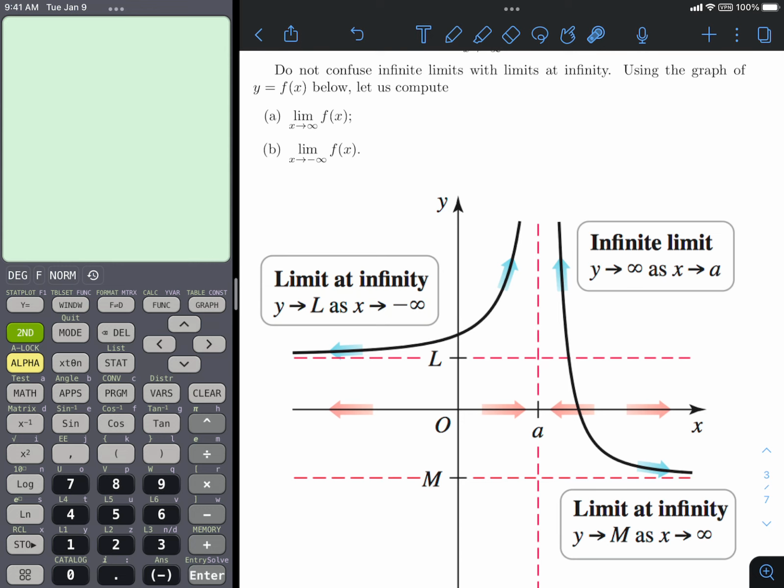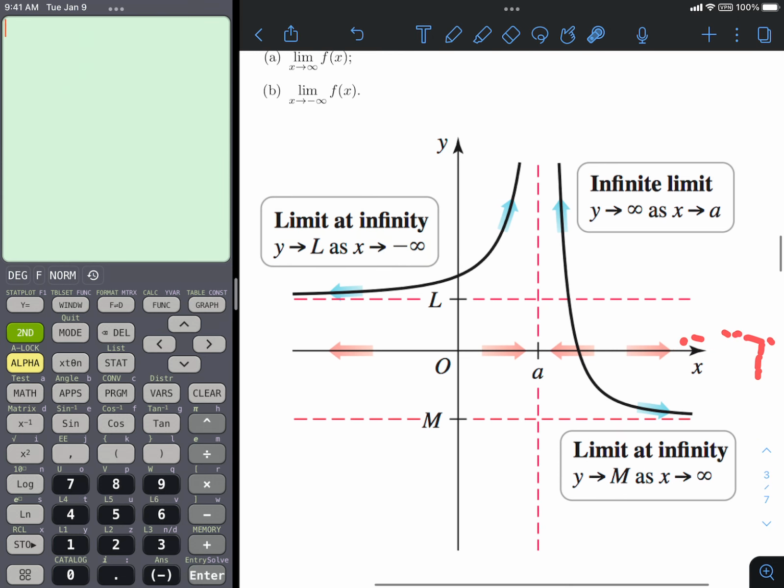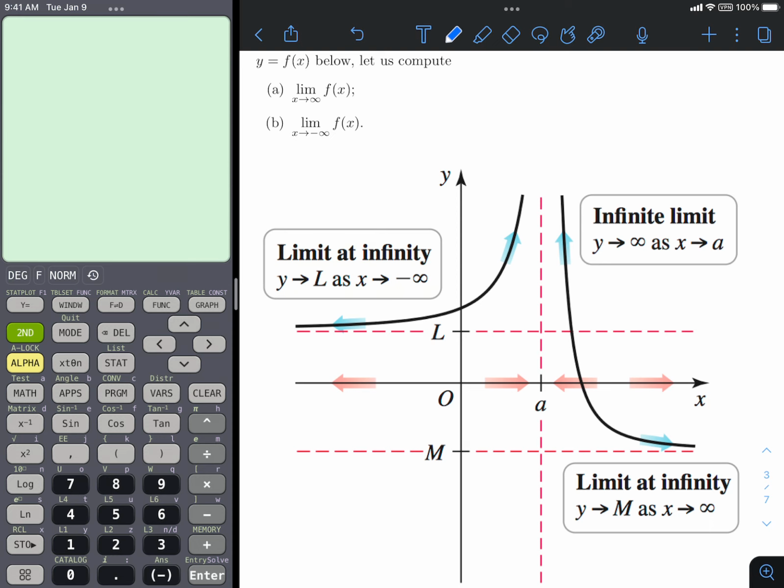I'd plug in very, very large values of x. So they would be on the right side. Bigger and bigger x values would give me y values that are closer to this. So y would approach this y coordinate here. So that would mean that the limit of f of x when x goes to infinity equals m. And when it goes to minus infinity, we're going in this direction. So that would be L, which is the correct y coordinate that we're approaching. Okay?